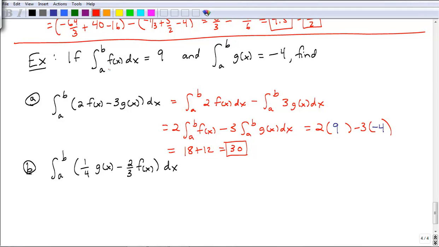Notice I didn't even need to know what f and g were. I could use these properties to move the stuff away till all I had was the integral of f of x and the integral of g of x. That's where I got the 9 and the negative 4 from. We can do that again.